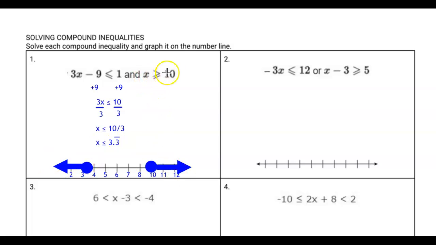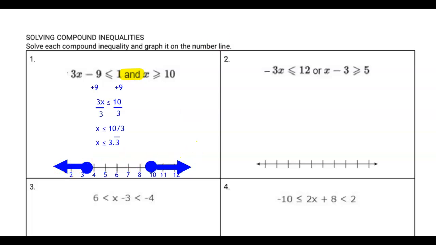X is greater than or equal to 10, starting at 10, filling in the circle because of that equal sign on the bottom, and shading to the right. Now, hold on a minute. There is an and on this. And means the two highlighted portions, the two shaded regions, have to be overlapping.